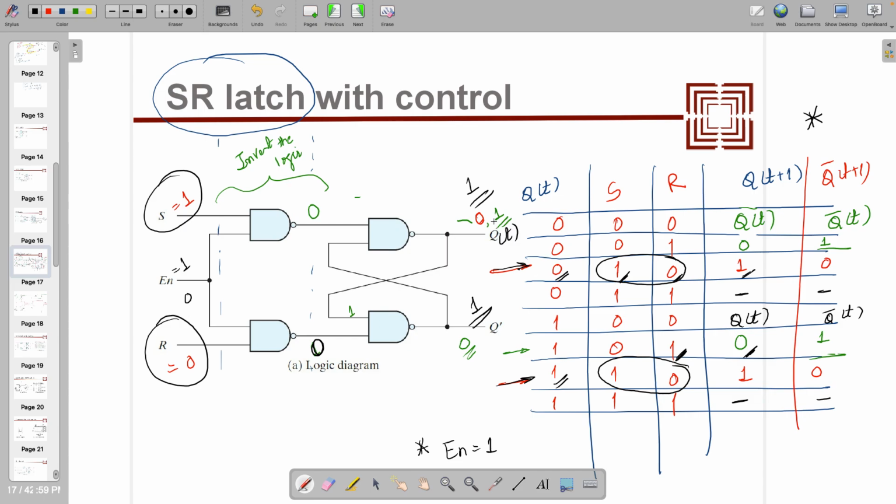Do you agree? Because if this is 0, then both are 1. If both are 1, then it's latched to the previous one. So there is no need to check that. If enable equals 0, whatever you are giving at inputs, Q of t plus 1 is equal to Q of t, and Q bar of t plus 1 is equal to Q bar of t, right? That's the truth table for enable equal to 0. Right?